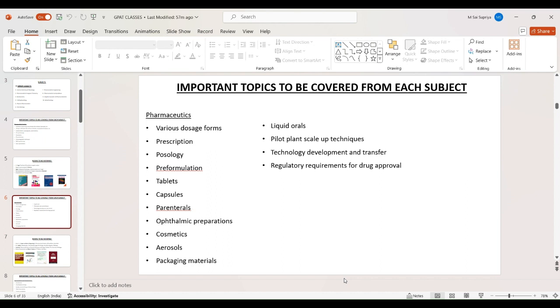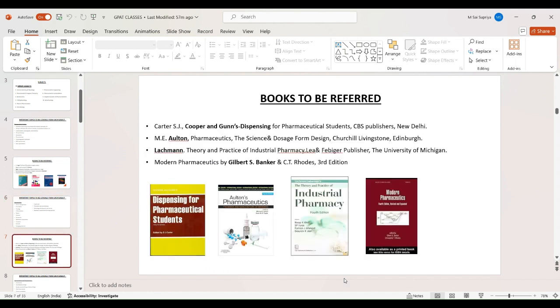Then liquid orals like suspensions and emulsions, pilot plant scale up techniques, technology transfer, then regulatory requirements like what is NDA, what is ANDA, when it is used and how it is used. In books to be referred, I prefer Lachman, which is a very standard textbook, followed by Ansel's, Cooper and Gunn's, or Gilbert S. Banker.